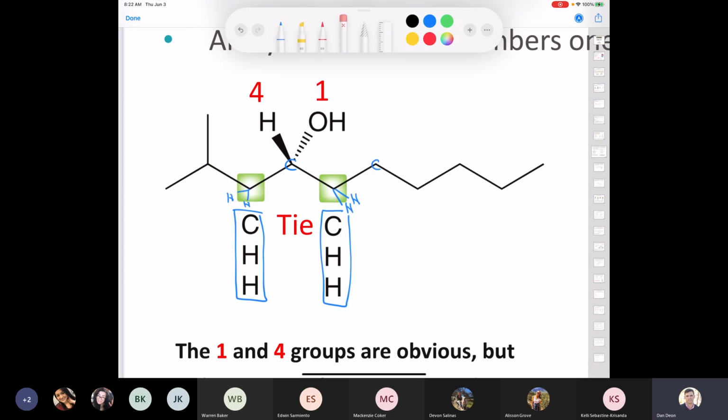You go to the next carbon. You just keep moving on down the line. So on the left-hand side of the molecule, I'd move to this carbon. On the right-hand side of the molecule, I'd move to this carbon, right?